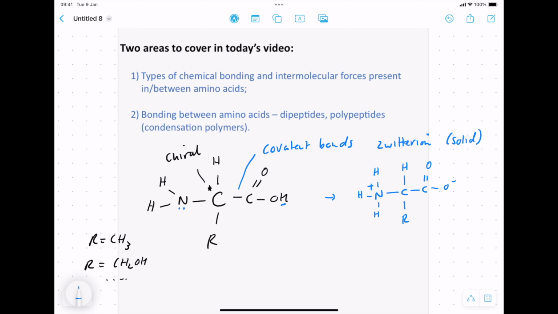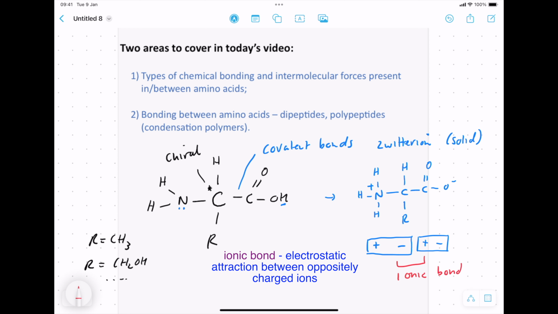And we can simplify that diagram to just think of it as a rectangle with one side being positive and the other side being negative. Then another amino acid can join side by side, positive, negative, and you get this positive, negative, positive arrangement. So you have ionic bonding when the amino acid is in the zwitterion form, and that leads to powdered amino acids having very high melting points, over 400 degrees C in some cases. So we have covalent bonding in the standard molecule, and then ionic bonding in that zwitterion form. So that's the first part addressed.